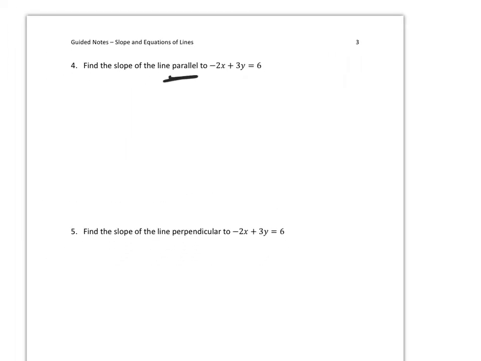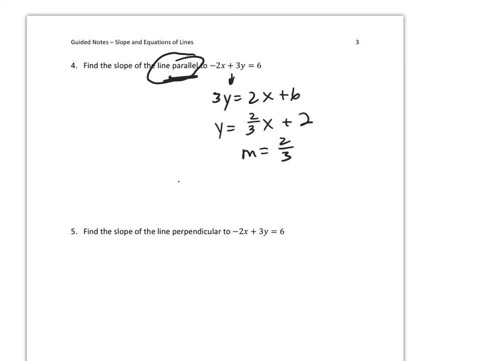Next, slope of the line parallel. Well, find the slope of this line, and that's 3y equals 2x plus 6. I added 2x to both sides. Y equals 2/3 x plus 2. The slope of this line is 2/3. What's the slope of the line parallel? Well, it would also be 2/3 because parallel lines have equal slopes.